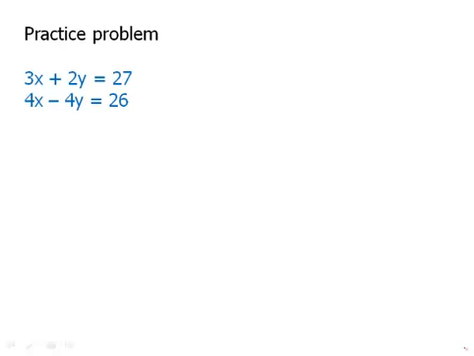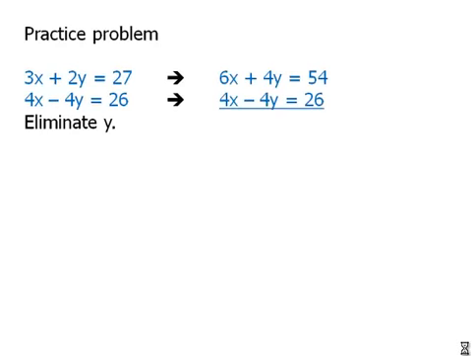Okay, well notice that the coefficients of y, positive 2 and negative 4, one is a multiple of the other. So that would be the better choice. It would not make sense to eliminate x here. It would be much more strategic to eliminate y, because all we'd have to do is multiply that top equation by 2. Multiply the top equation, every term, by 2.